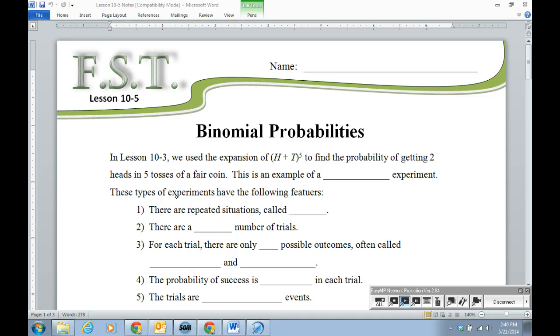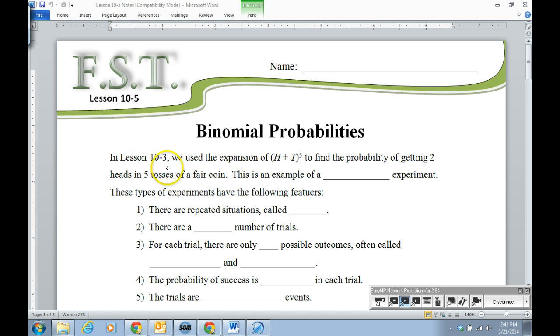So we're going to be talking about binomial probabilities right now, and the first part may not make a lot of sense to you guys until we get into the application, okay? So just follow along with me, and hopefully as we go along you'll be okay.